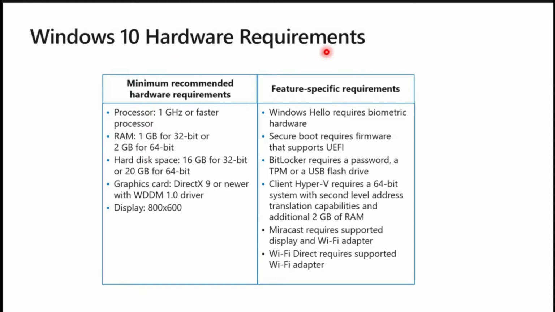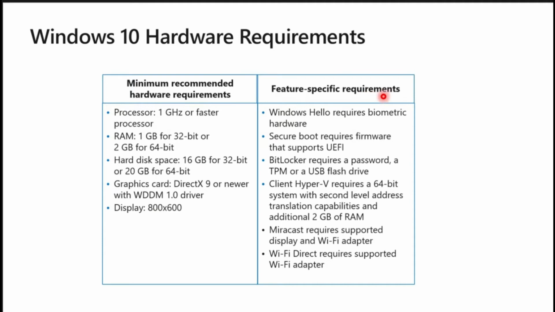So Windows 10 hardware requirements, minimum recommended hardware requirements: 1 gigahertz or faster processor, RAM 1 GB for 32-bit or 2 GB for 64-bit. Hard disk space 16 GB for 32-bit or 20 GB for 64-bit. And graphics and display, these are the minimum requirements.